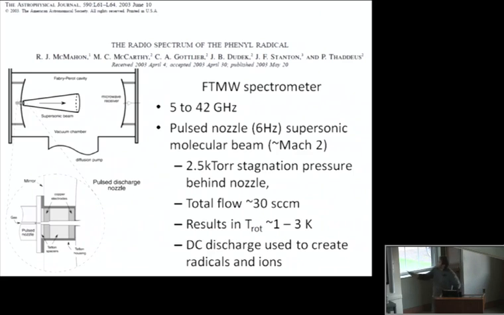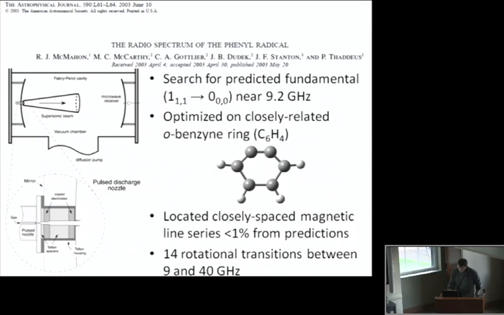These experiments started off, and here's the paper, using the Fourier transform microwave spectrometer. It has a range of 5 to 42 gigahertz. It uses a pulse nozzle, which is firing at 6 hertz, and produces a supersonic molecular beam on the order of Mach 2. The backing pressure behind the nozzle is 2.5 kilotorr, and you have a total flow of all gases at about 30 standard cubic centimeters per minute. The beam is rotationally cold at about 1 to 3 Kelvin, and we can also use a DC discharge shown here, 2 copper electrodes spaced by some Teflon spacers, to produce excited species or reactive species such as radicals and ions. And of course, this was used for this experiment.